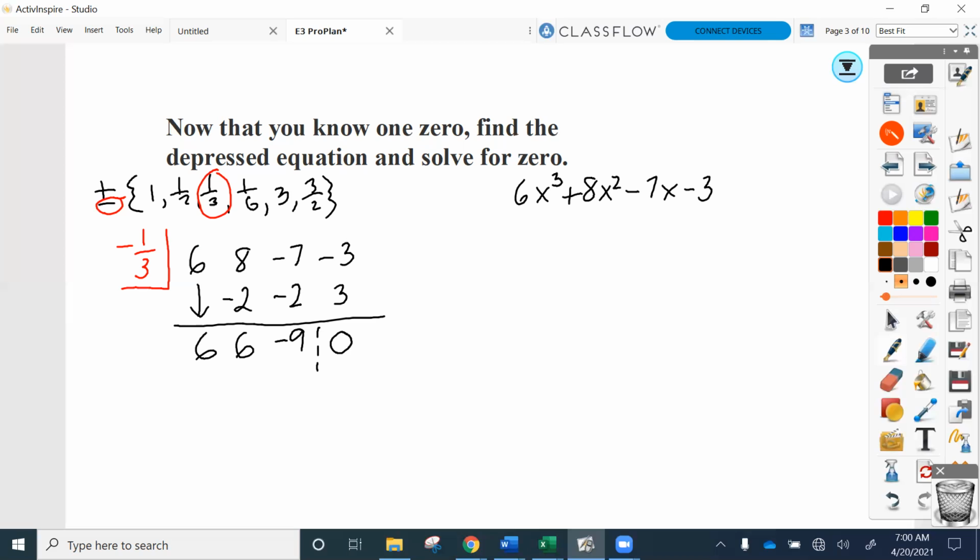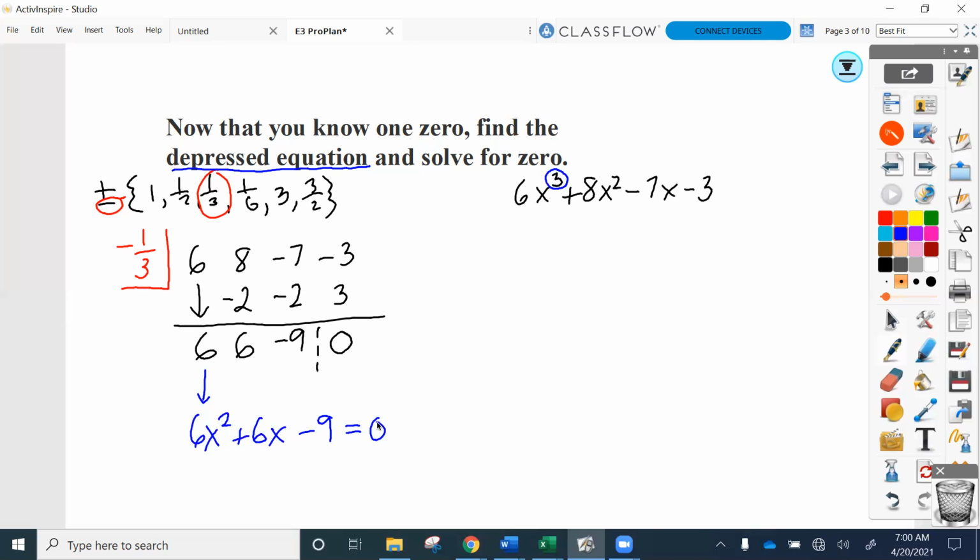So now the depressed equation would be 6. And remember, we started out with a 3, so we're going to bring it down 1 power. So we got 6x squared plus 6. Now we're bringing it down 1 more power, x minus 9. Now we're going to take that depressed equation and solve it for 0.